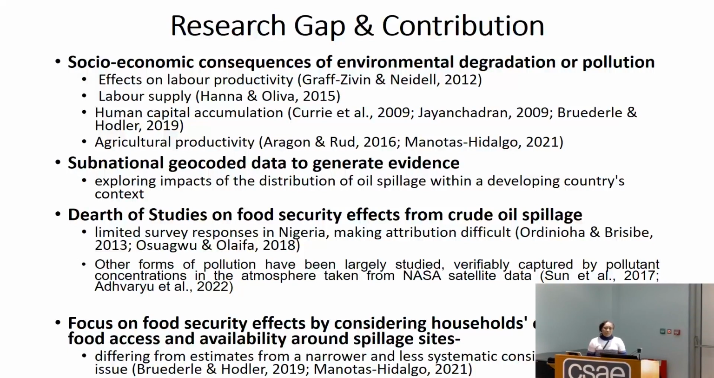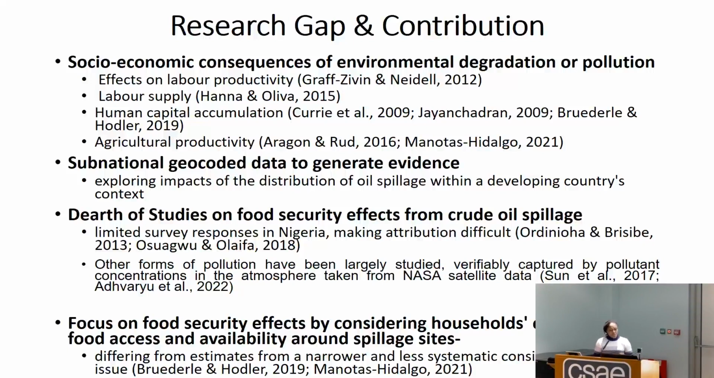And then also, we're contributing to the emerging literature on subnational geocoded data to generate evidence by exploring the impact of the distribution of oil spillage within a developing country's context. We also discover that there are a dearth of studies on food security effects of oil spillage within the context that we're looking at. We have a number of survey responses, but that has made attribution very difficult for us. So by exploring some other data sets, we believe that we can add more evidence to these issues of food security and crude oil spillage.